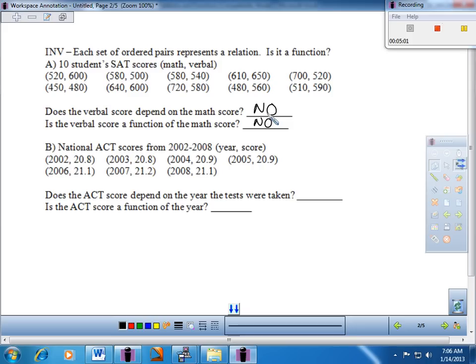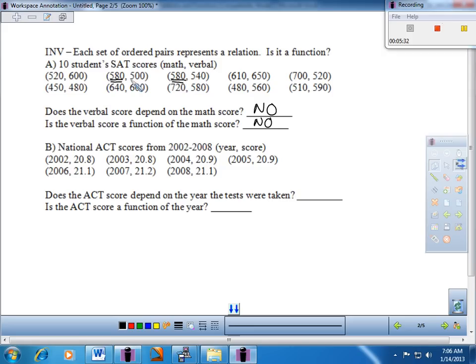Now from a mathematical standpoint, if we were to look at this set of data, we would also look at it in that each x does not just produce one y. I'm wondering if you can find where that goes astray here. I'm seeing it in terms of these two ordered pairs right here. The way a function is defined, the 580 can't produce both a 500 and a 540. Unfortunately, that is just not how a function works. Each x can only produce one y.